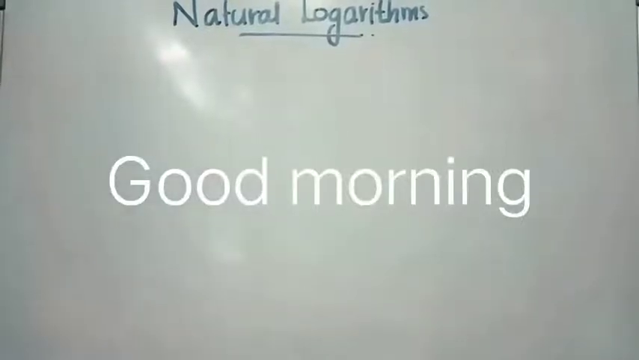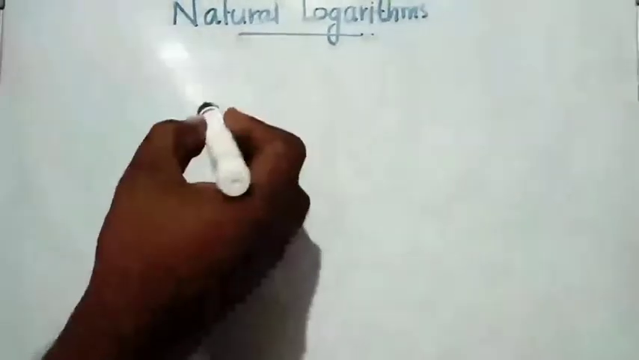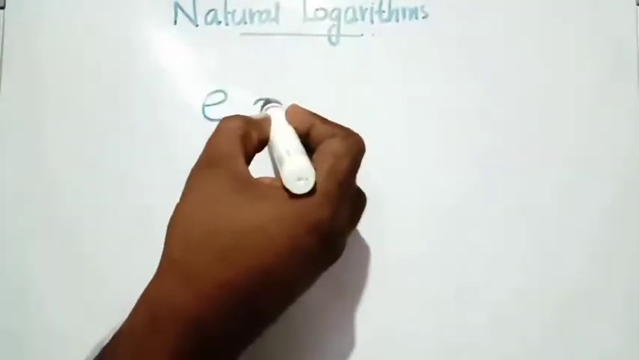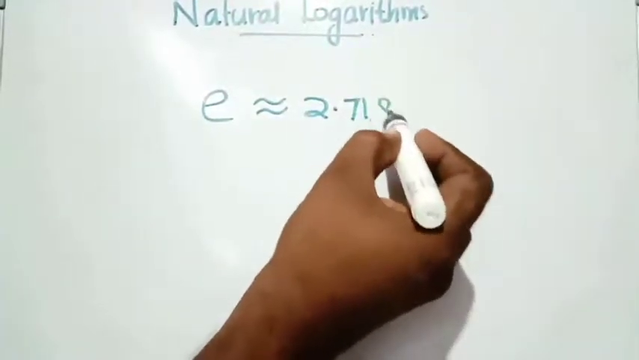Good morning. Today we will discuss natural logarithms. This is the second type of logarithms, and the first one we already discussed was common logarithms of base 10. Now we are about to discuss logarithms of base e, where e is approximately 2.718.